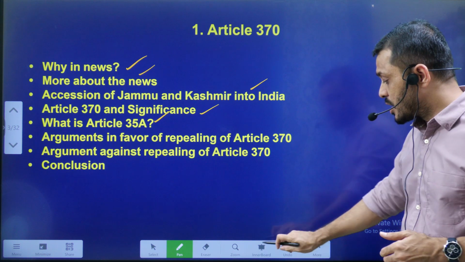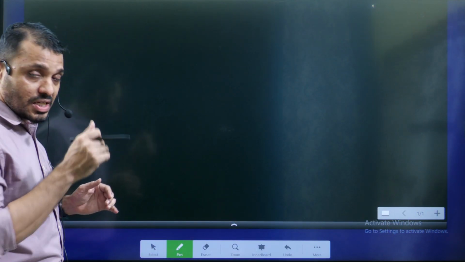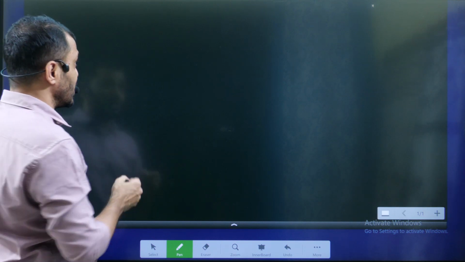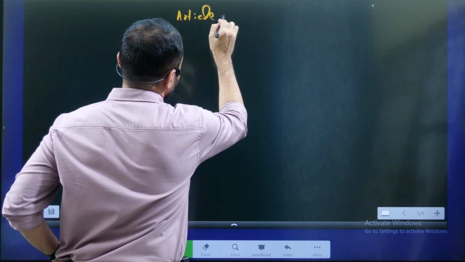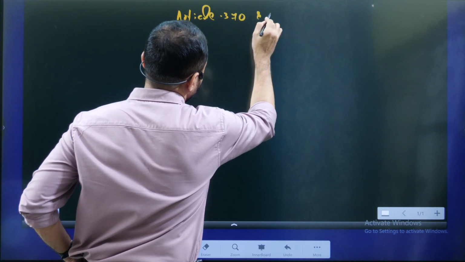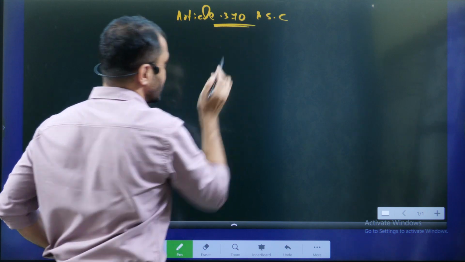Now, let me explain the concepts. First, I will give an overview of this entire concept. After that, we will go through the notes as usual. So, this is about Article 370, and about Article 370 and the Supreme Court. It was challenged in the Supreme Court, students.